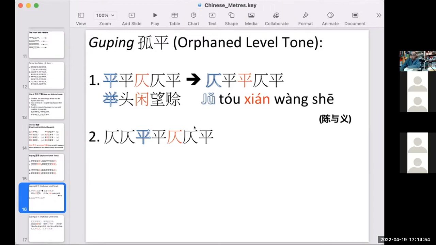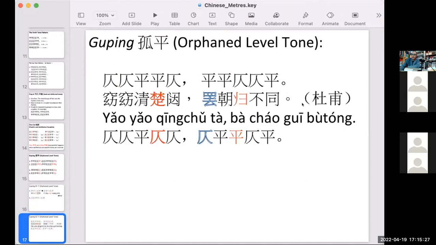Okay. If the line is 7 characters, it's exactly the same idea, because the difference between the 5-character line and the 7-character line is just the first 2 syllables. In the 7-character line, you just add 2 syllables at the beginning, whether they are ping or zi, but the rule is exactly the same. Okay.